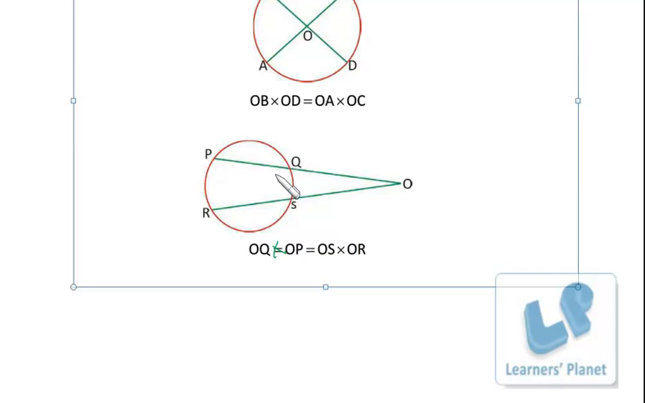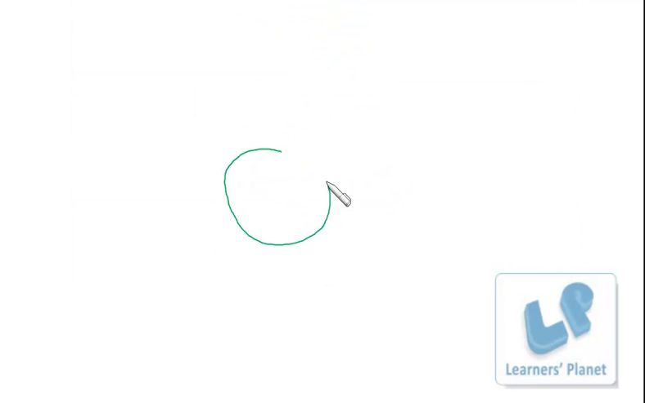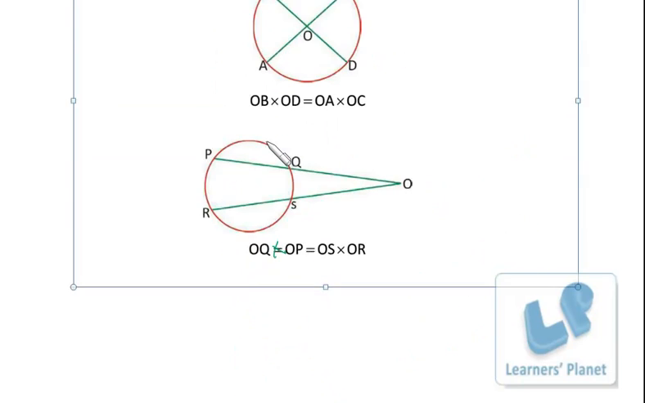OQ into OP will be equal to OS into OR. Okay, OQ, that is this segment, into OP is equal to OS into OR, right? Very simple problems can be asked. We have this, the length 3, this is 4, this is 2, then what will be the length of this part? If we know this property, we know that 2 into X is equal to 3 into 4. So X will be 6. That means this portion will be 6.